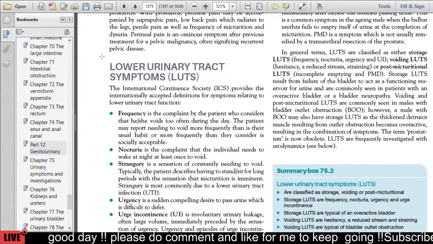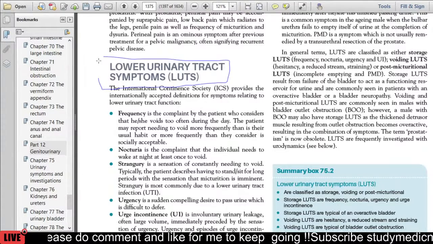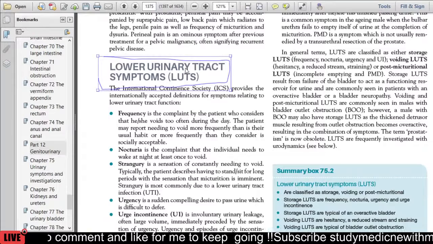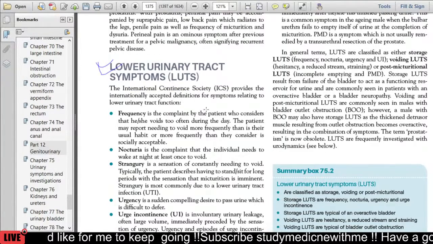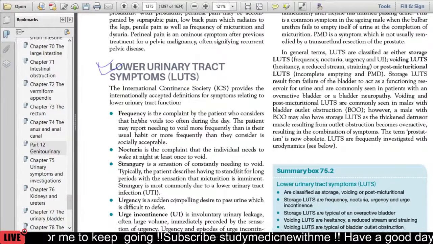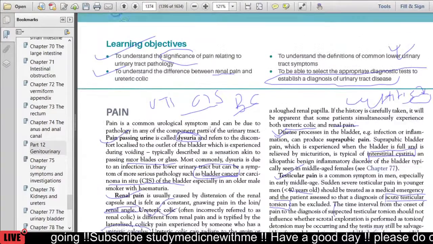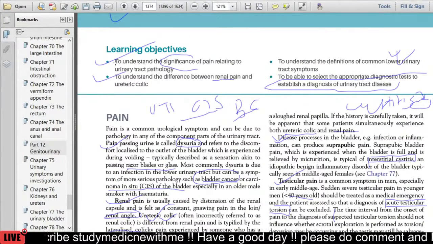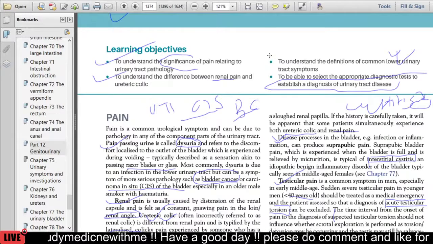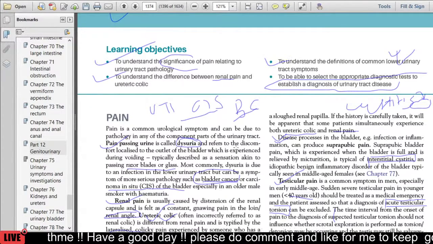Lower urinary tract symptoms. Okay, so this is an important topic. We talked about two objectives basically. The only thing remaining is to understand the difference of the common lower urinary tract symptoms.